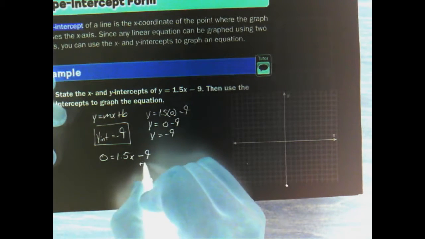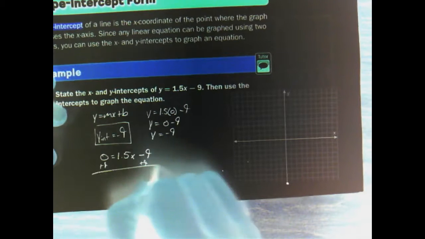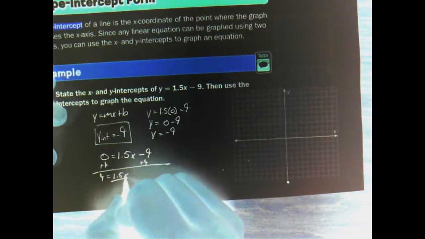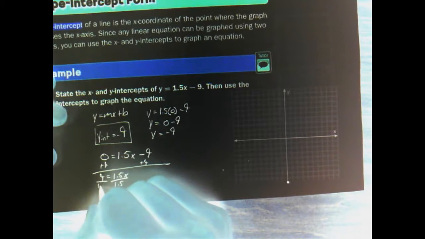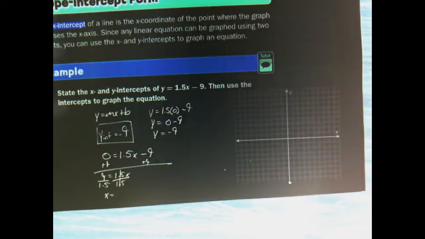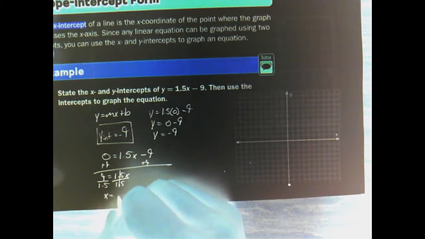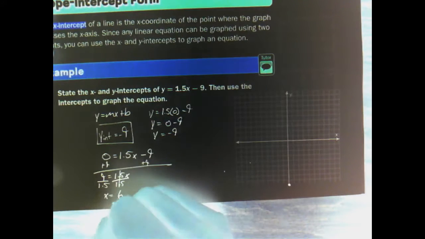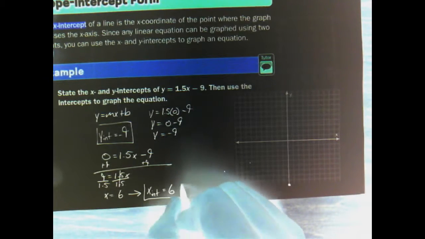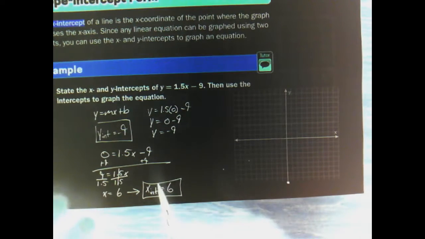To solve for x, I need to add 9. I get 9 is equal to 1.5x, divided by 1.5, and I get x equals 6. So my x-intercept is equal to 6. You can abbreviate both the x and y-intercept as x sub int and y sub int for intercept.